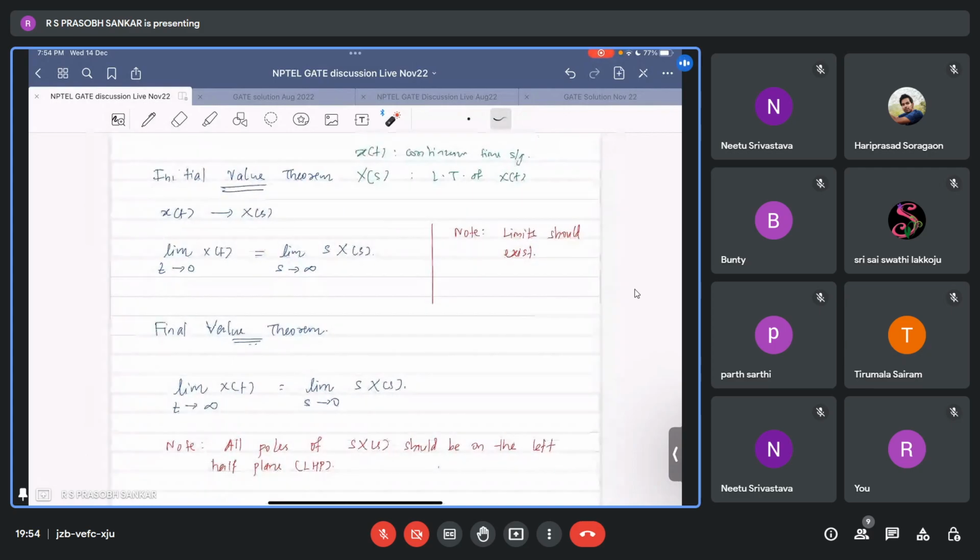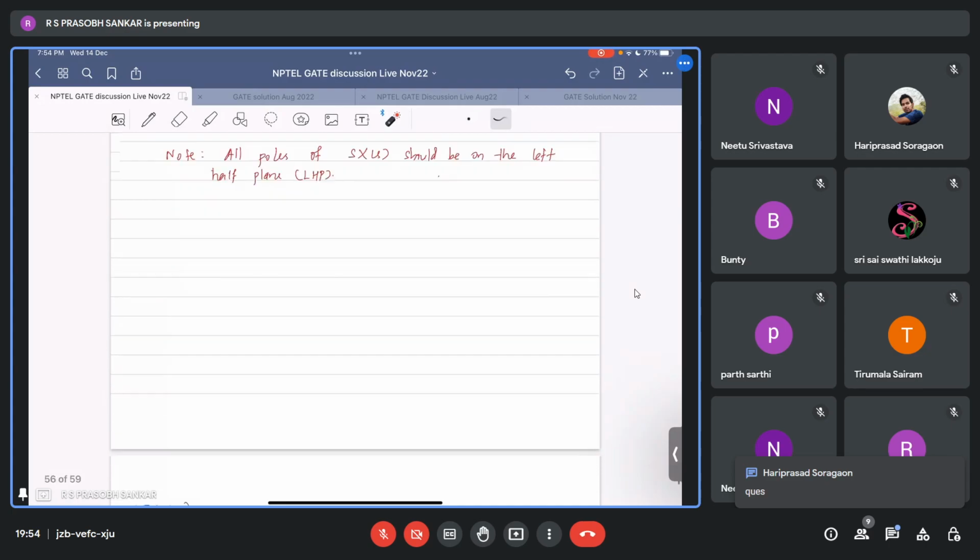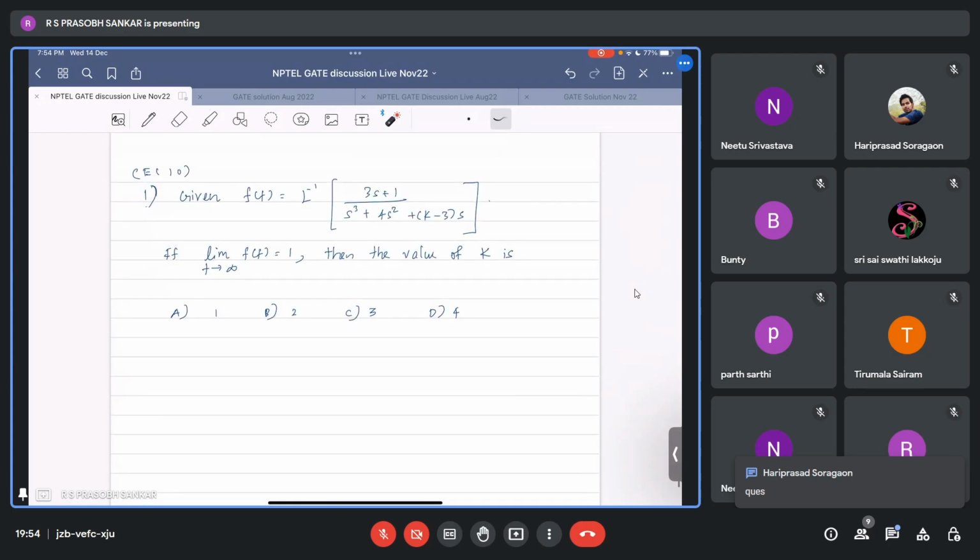So these theorems are pretty straightforward. The only thing is that we should make sure that these limits actually exist. If the limit doesn't exist, then we can't apply this. Any clarifications? We have time for one or even two questions. Questions are pretty simple here. So shall we continue? Okay, thanks.